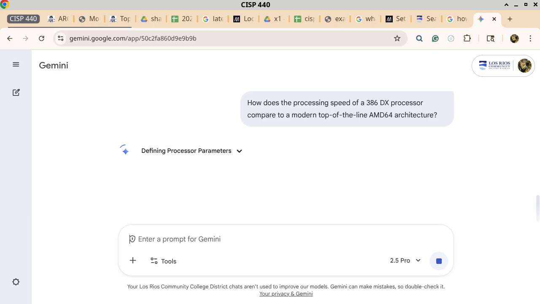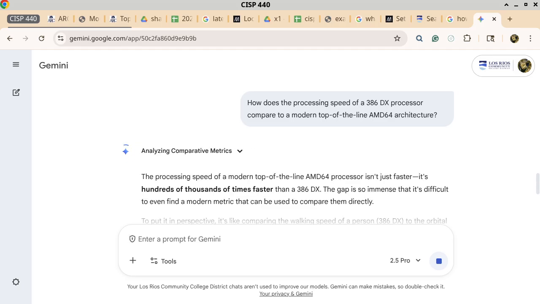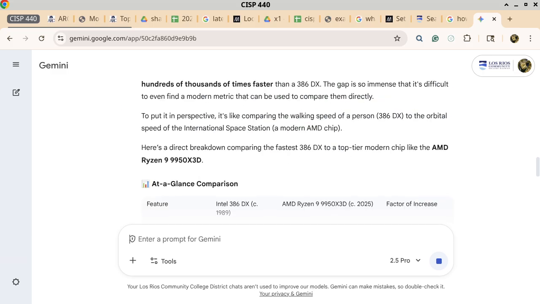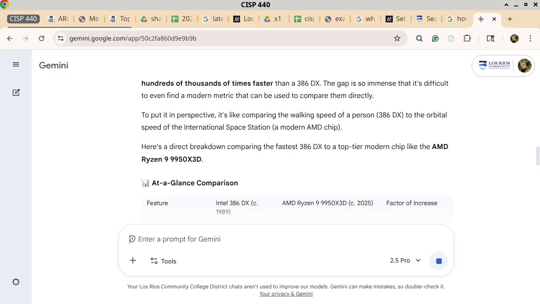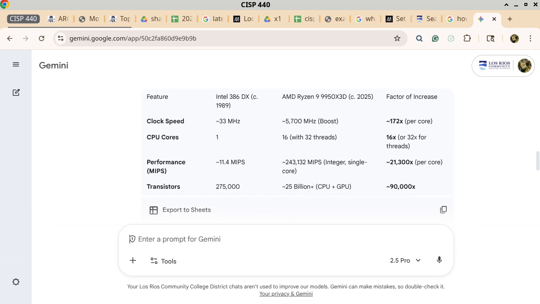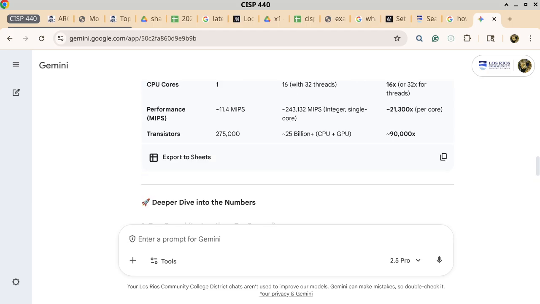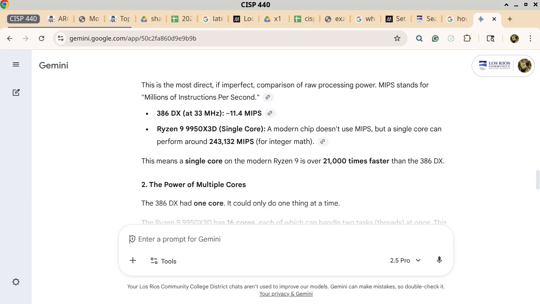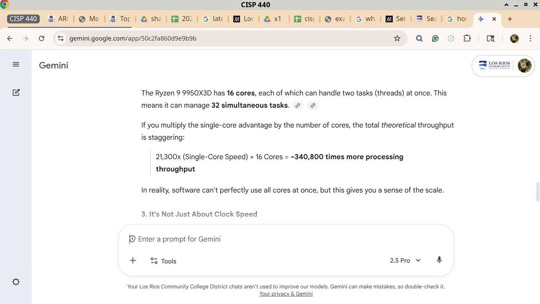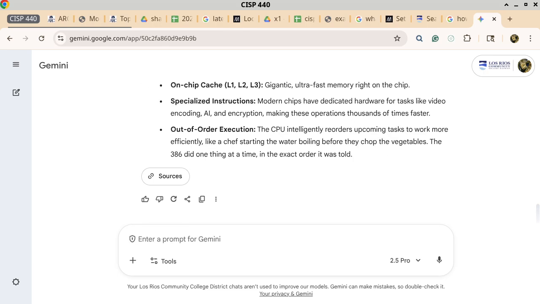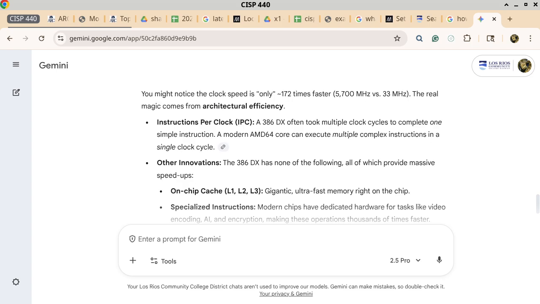Of course, Gemini is going to go full out to get all the details to give me a very exact number. Okay, it's hundreds of thousands of times faster. So we are looking at some estimates here. Combining all of those factors, deeper dive, and so on.